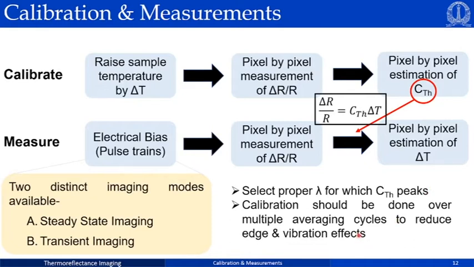Okay. So after selecting proper wavelength, we have to do calibration over multiple averaging cycles, because this calibration has to be done multiple number of times before generating a very good CTH map. This would be clearly demonstrated in the demonstration session, because if you do not do the calibration over multiple averaging cycles, it would lead to edge effects that creep in because of various vibrations. So in the edges you would have contrasting CTH values. So it is very important that we do multiple number of calibration cycles.